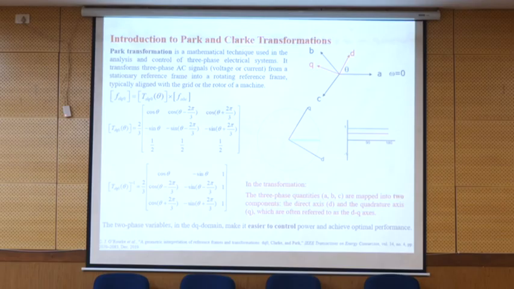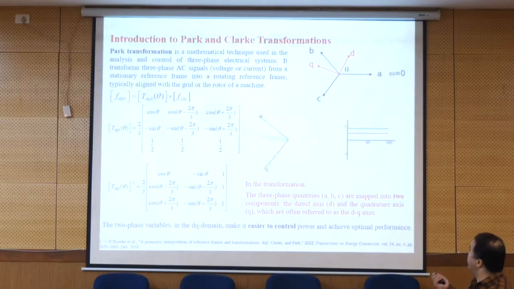Anyway, so we have the Clarke transformation, which is a type of transforming from 3 dimension to 2 dimension. So we have A, B, C. By this matrix, we transfer it from A, B, C to DQ. Just look at this one.